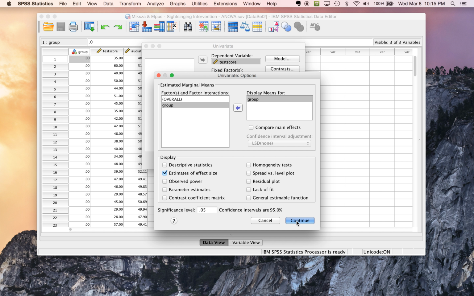One of the nice things about the general linear model routine in SPSS is that it does have this option of estimates of effect size, whereas in the one-way Ancova windows of SPSS, you don't have any options to get an estimate of effect size. So we can click Continue and OK, and let's see what happens.